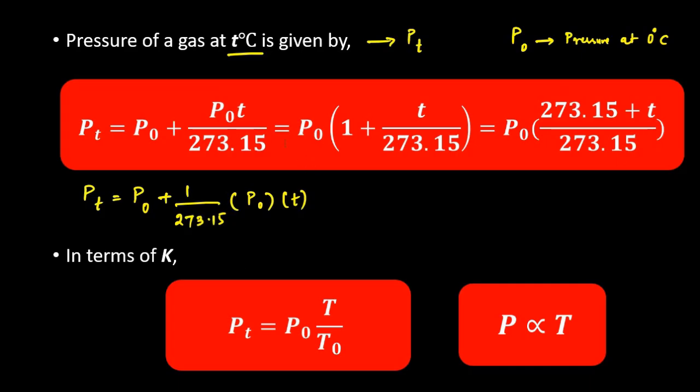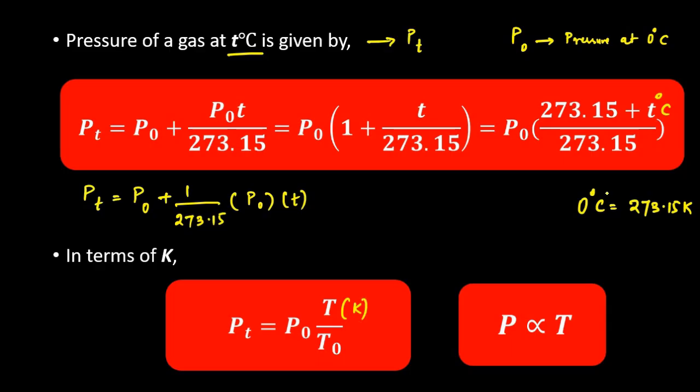If we rearrange the terms by taking P0, the pressure at 0 degrees Celsius, common, we have P subscript 0 into 1 plus T by 273.15. So we have P0 into (273.15 plus T) divided by 273.15. We know that 0 degrees Celsius is equal to 273.15 Kelvin. So when we add 273.15 plus T degrees Celsius, we get the temperature in Kelvin. So this is in Kelvin, this temperature.